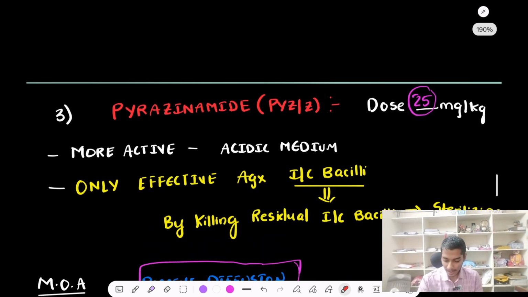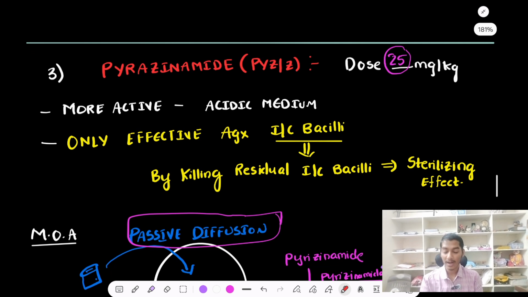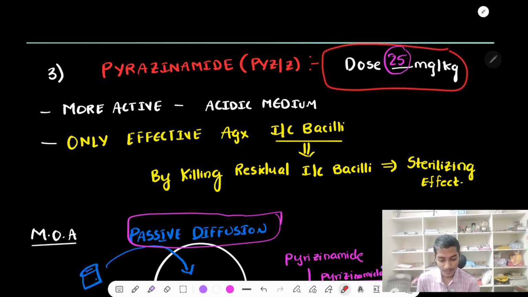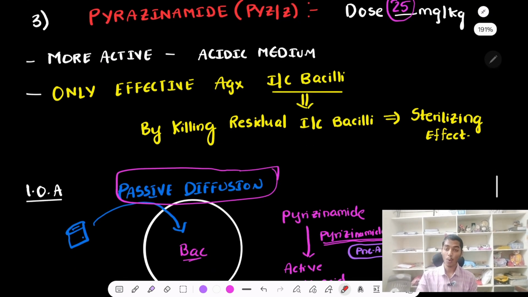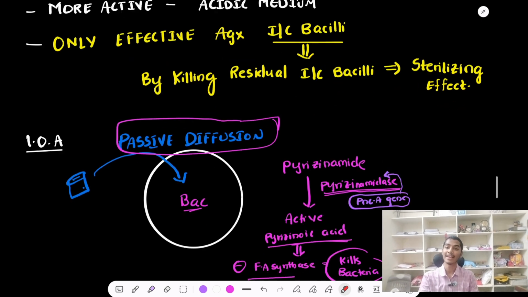And now we have discussed pyrazinamide, the third first line drug. With respect to pyrazinamide, the dose is very high, that is 25 milligram per kg, and it is more active in the acidic medium, as you can see, and it's only effective for the intracellular bacilli, and by killing the residual intracellular bacilli, it is responsible for the sterilizing effect, right?